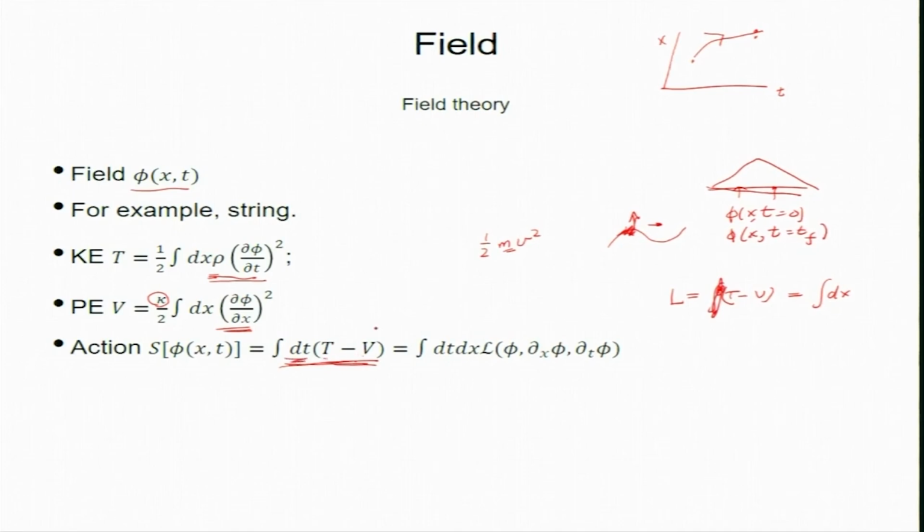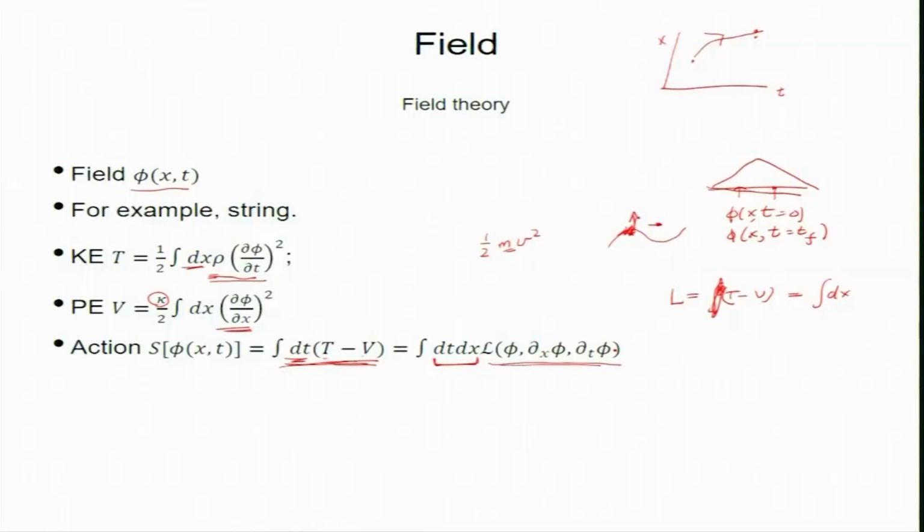Now, t and x are variables we integrate over, so the integral will be dt dx. For a particle we only have the integral dt, but here we have dt dx and some function of phi, the partial of phi with respect to x, d phi by dx, and d phi by dt. So these are the three independent variables: phi, partial x phi, partial t phi.